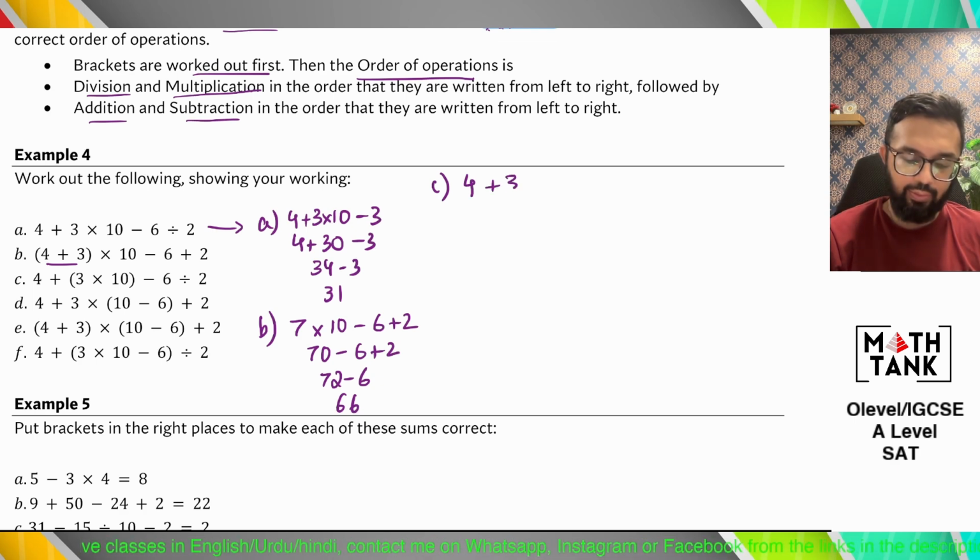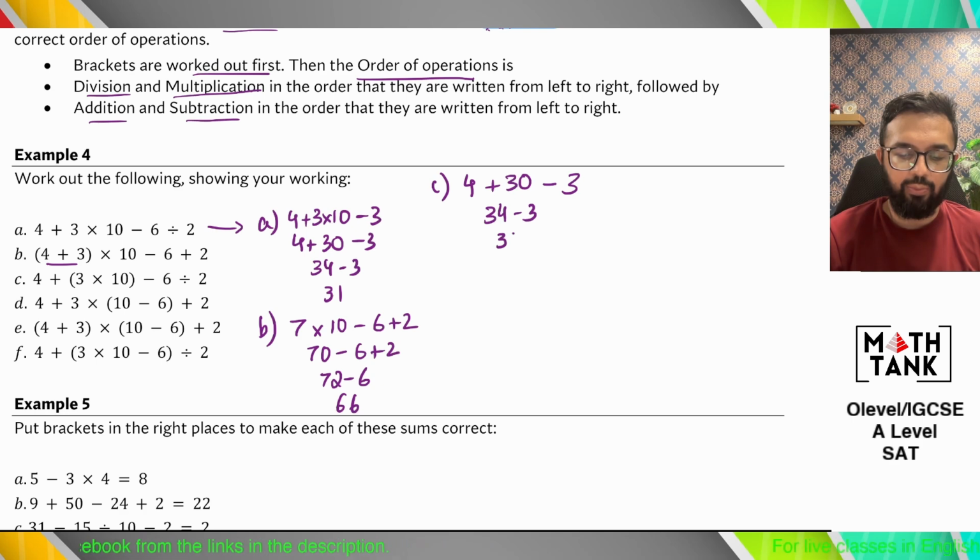To the next one, C. 4 plus, let's resolve the bracket, 30. Okay. And then I can also do the division. 6 divided by 2 is 3. Addition first. 34 minus 3, that gives me 31.